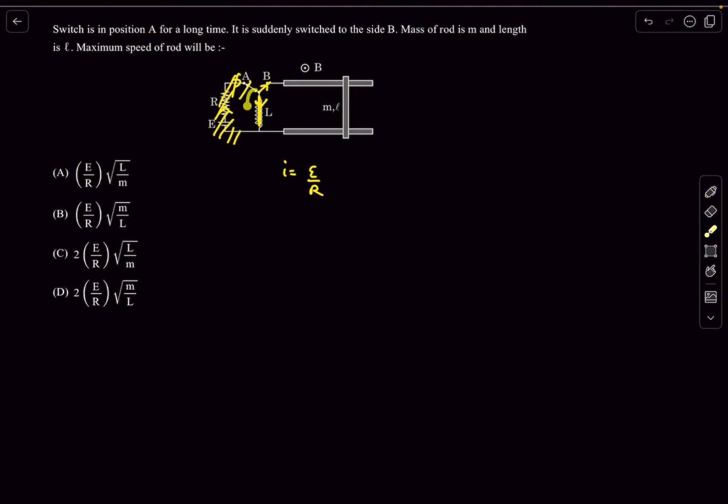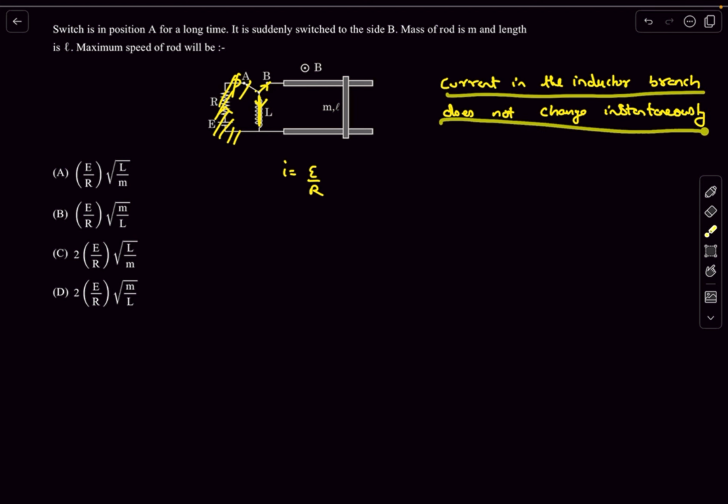So now we have an inductor connected across a conducting rod. So now we are going to use the fact that the current in the inductor branch does not change instantaneously, which basically means that let's say we turn the switch from A to B at time t equal to 0. So at time t equal to 0 plus, which is a very short time after t equal to 0, the current in the inductor will still be the same as it was before t equal to 0.